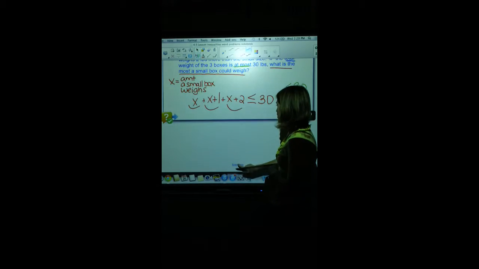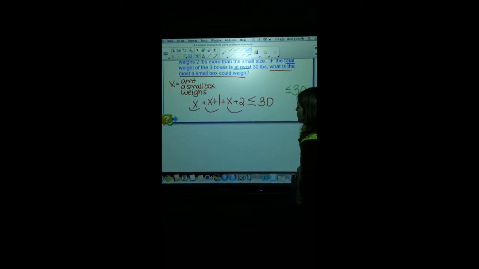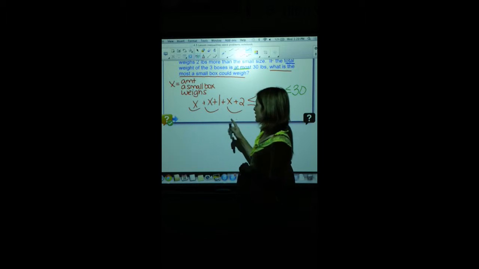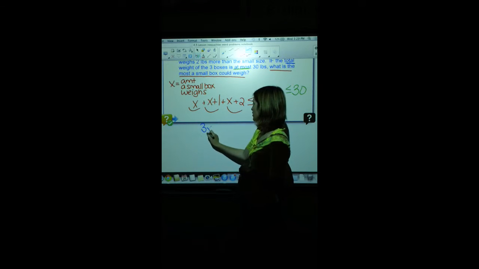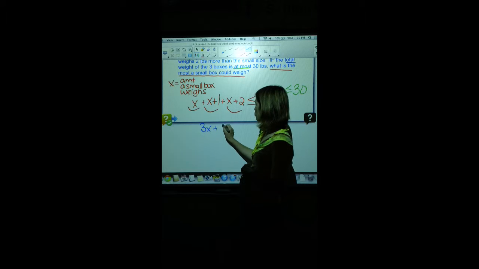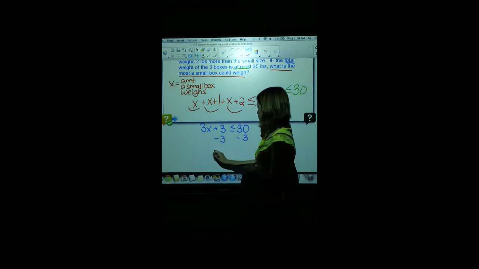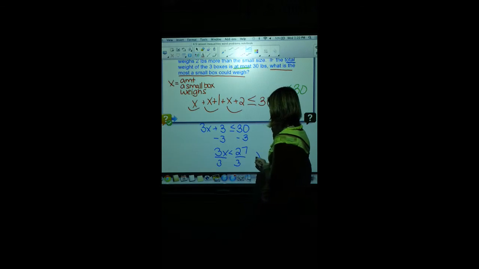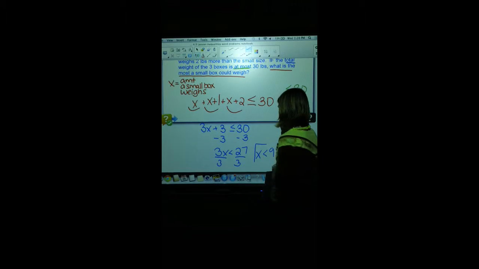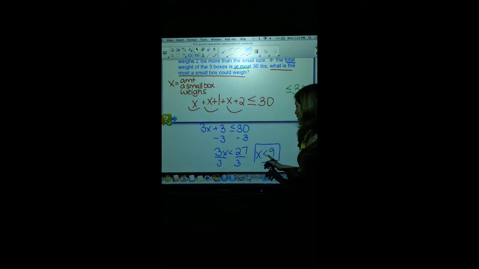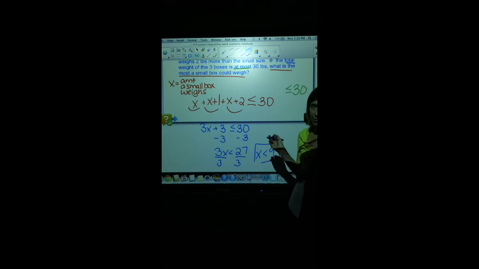All right, so now what do we do? We add the variables together. Oops, lost it. So we've got x plus x plus x. We combine the like terms and we get 3x. 1 and 2 gives me 3. So 3x plus 3 is less than or equal to 30. We subtract 3 on both sides. So 3x is less than or equal to 27. And then we divide by 3 on both sides. So x is less than or equal to 9. All right, so that means that the amount a small box weighs has to be at most 9, in order for the total to be at most 30 pounds, okay?